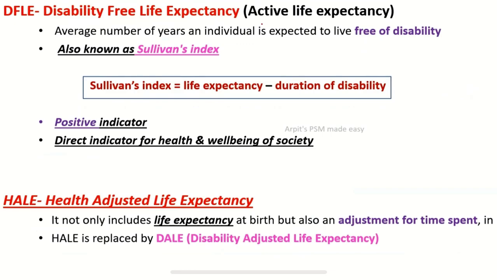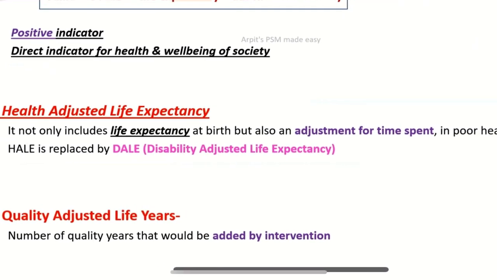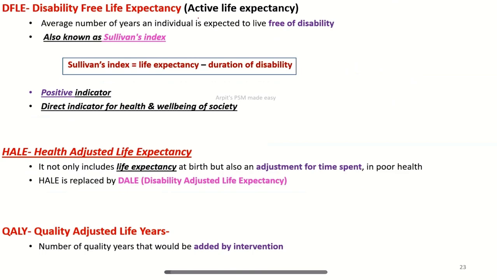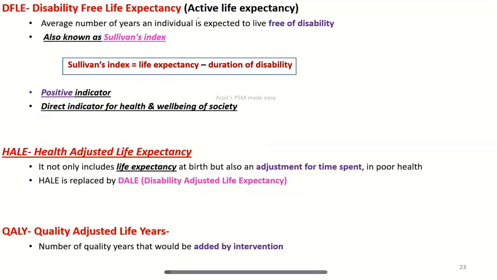Now we move on to health adjusted life expectancy. It not only includes the life expectancy at birth, but also an adjustment for the life spent in poor health. HALE is replaced by disability adjusted life expectancy. Earlier it was known as HALE, and now it is also known as DALE, because they have considered health adjusted into disability adjusted, because it is a disability indicator. Better to mention it as disability adjusted life expectancy.